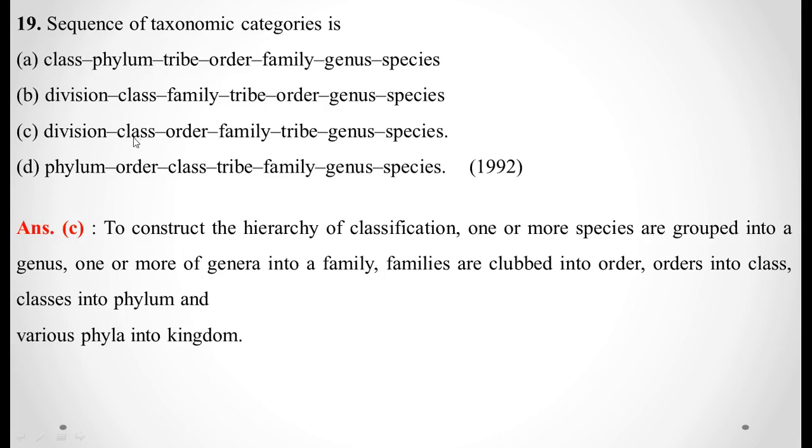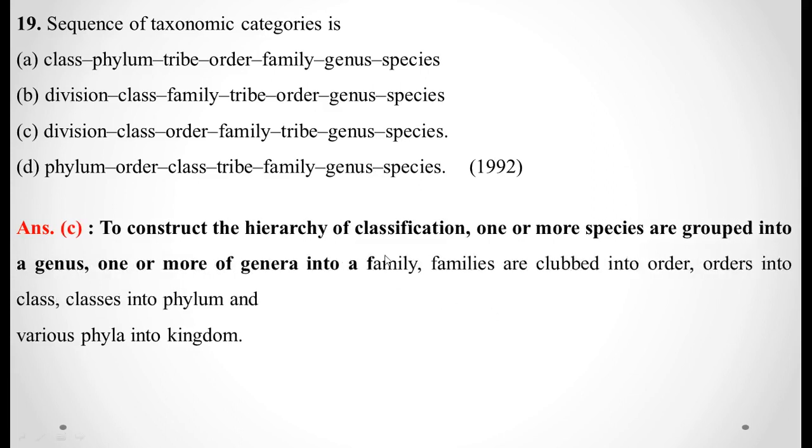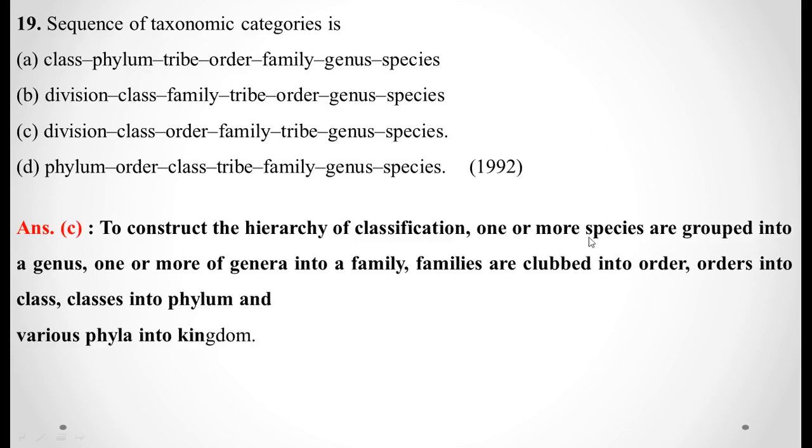So we construct a hierarchy of classification. One or more species are grouped into a genus. One or more genera are grouped into a family. Families are clubbed into order, orders are clubbed into class, classes into phylum, and various phyla into a kingdom. The kingdom Animalia has many phyla. Kingdom Plantae has many, not phyla, many divisions.